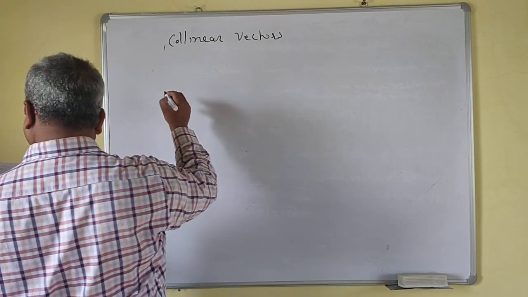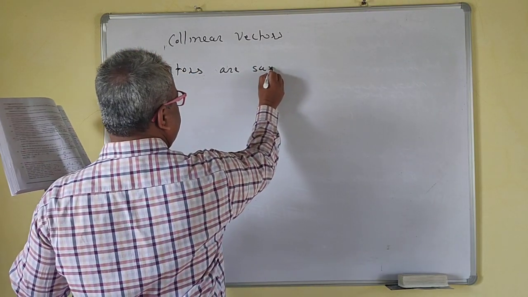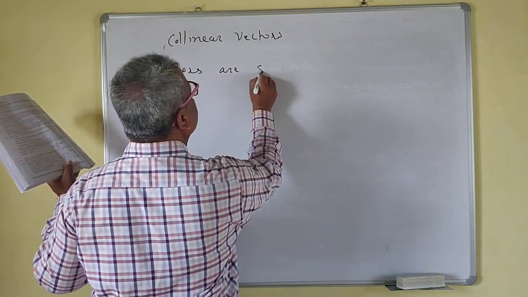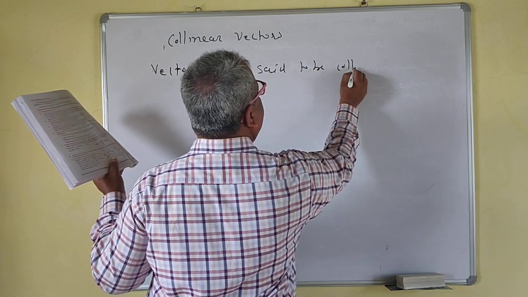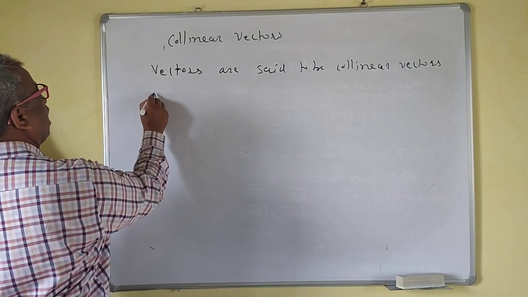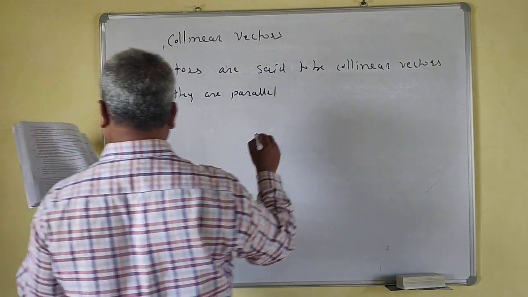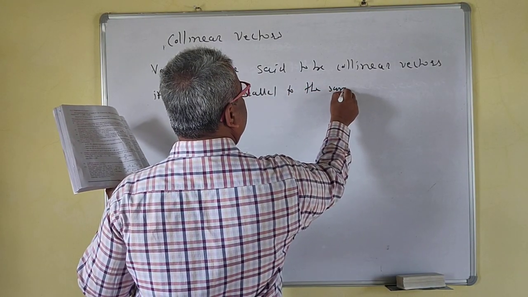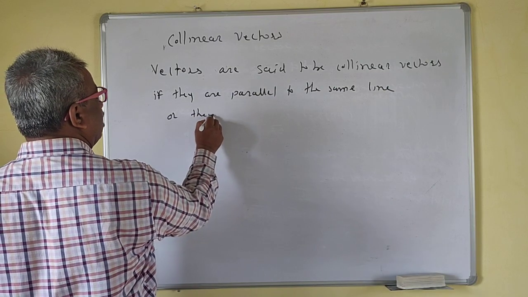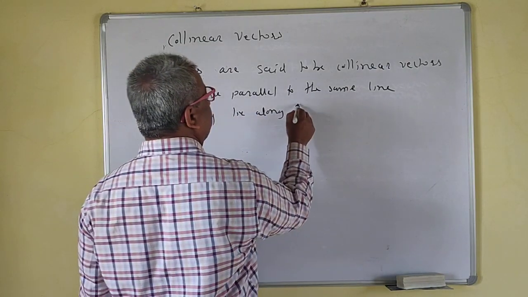Write down the definition. The vectors are said to be collinear vectors if they are parallel to the same line, or they lie along the same line.